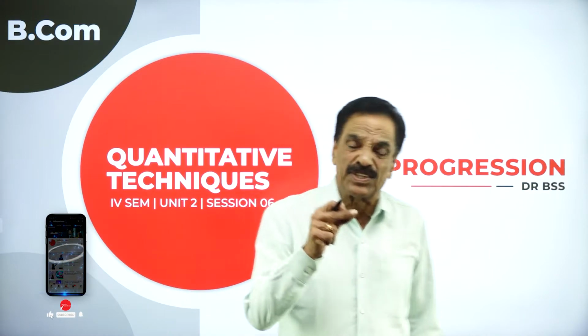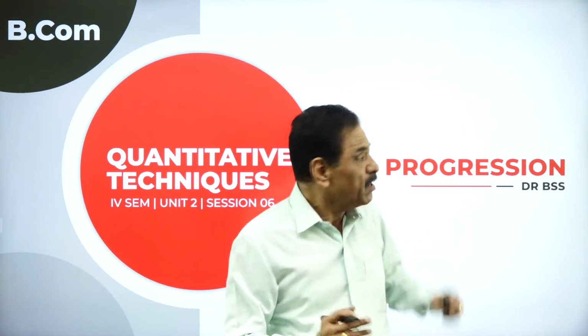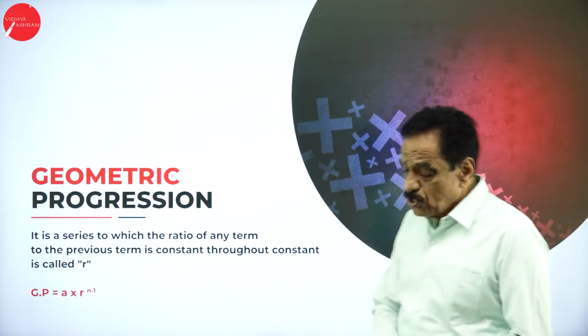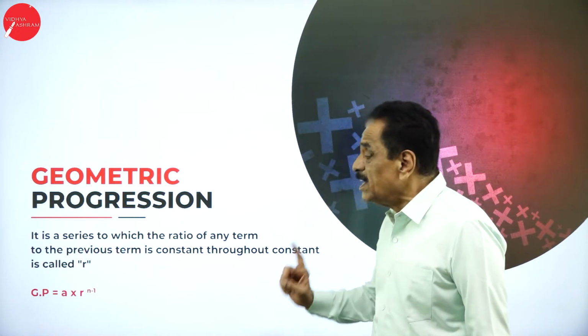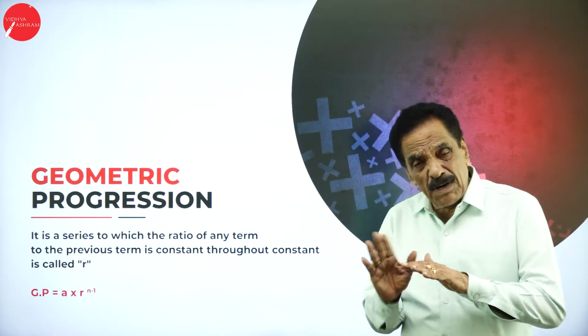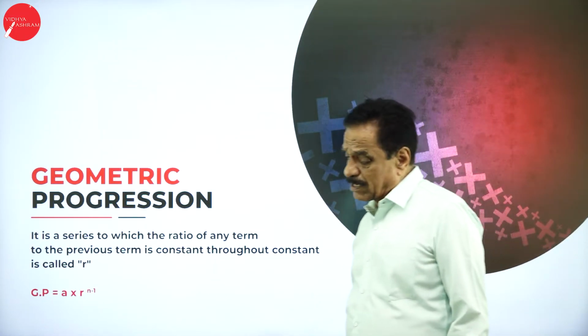So in the last session, we discussed arithmetic progression. In this session, we are going to discuss geometric progression. Geometric progression is represented as GP. It is a series in which the ratio of any term to the previous term is constant. This constant is called R.